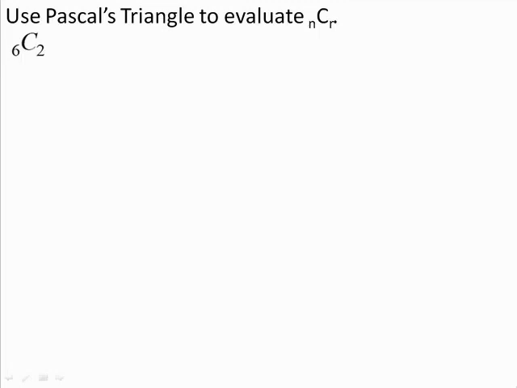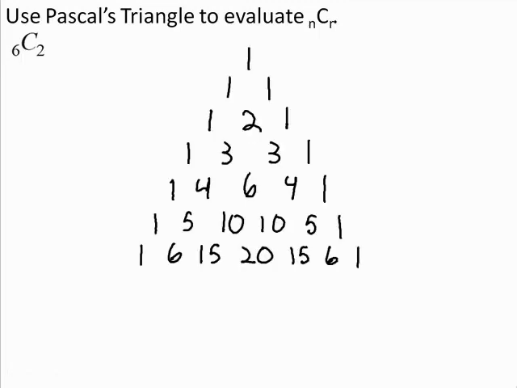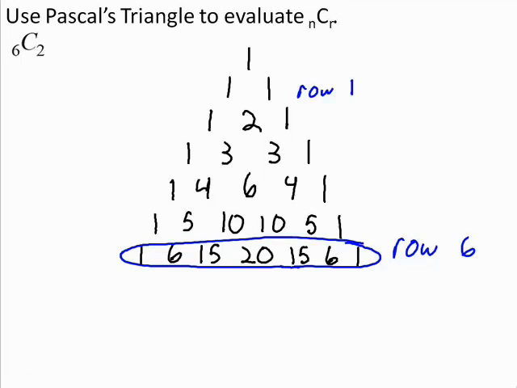Use Pascal's triangle to evaluate nCr for 6C2. Start by drawing Pascal's triangle. 6C2 is going to be in the 6th row and is going to be the second entry. Start by finding the 6th row. Note that row 1 is second from the top. So row 6 is 5 below that row. Now find the second entry in this row. You do not count the 1s at the ends, so the first entry is 6, and the second entry is 15. This means 6C2 is equal to 15.